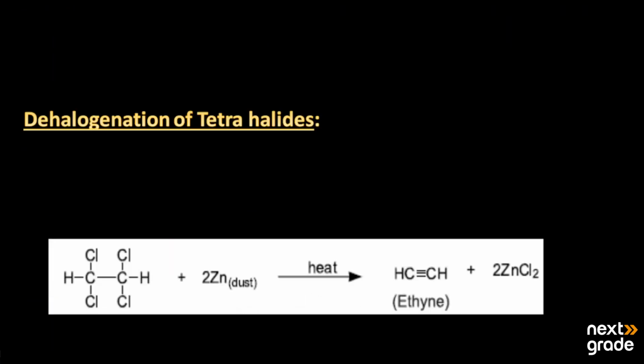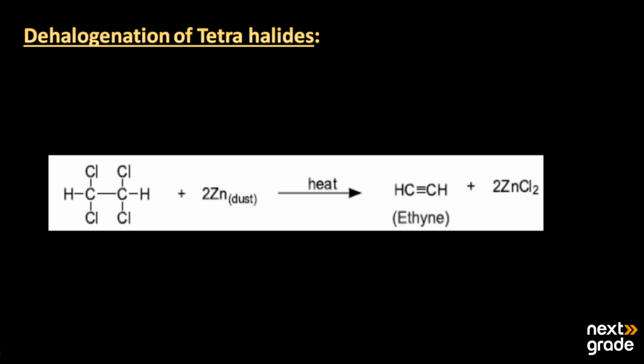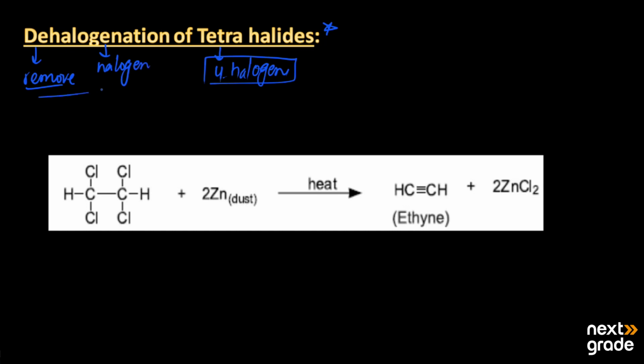Then we have the second method for the preparation of the alkynes, which is dehalogenation of tetrahalides. Tetrahalides means four halogen atoms are present, then the compound is known as a tetrahalide. Tetra denotes four. And here we have dehalogenation. The prefix de- is used to remove something, so dehalogenation means we are going to remove the halogen atoms. That's why this process is known as dehalogenation of the tetrahalide.